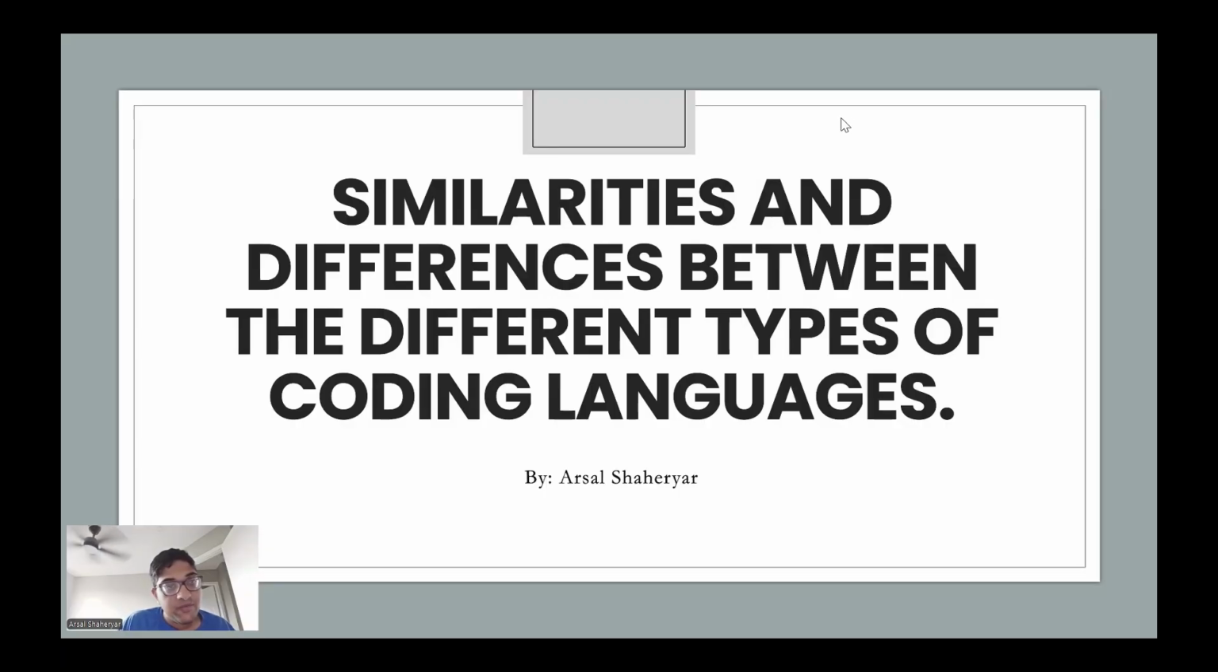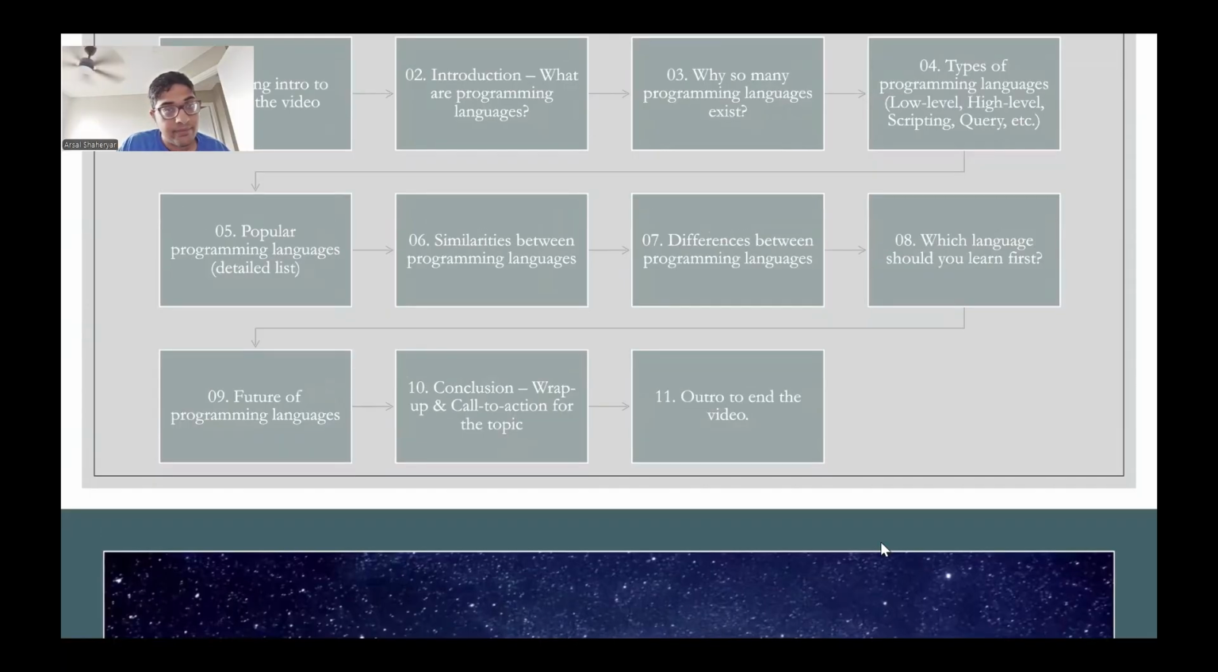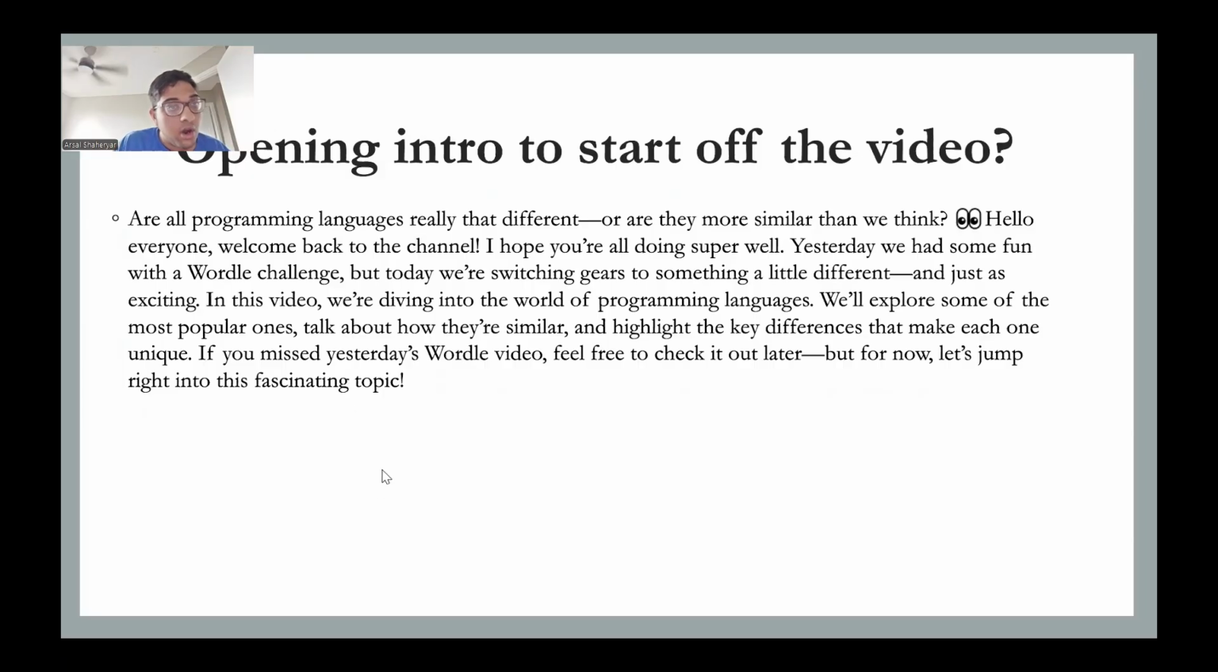Similarities and differences between the different types of coding languages. Are all programming languages really that different, or are they more similar than we think?